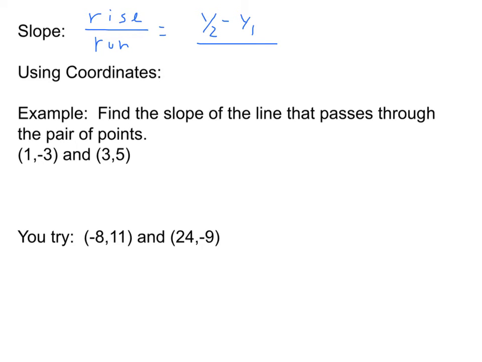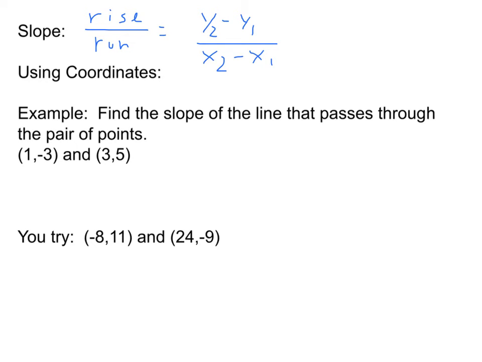Run is sideways, so that's our x values. So we go x2 minus x1. So that's rise over run, which is the same thing when we're talking specifically about coordinate values. We say that's y2 minus y1 all over x2 minus x1.